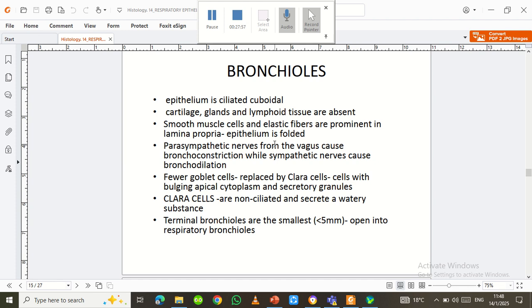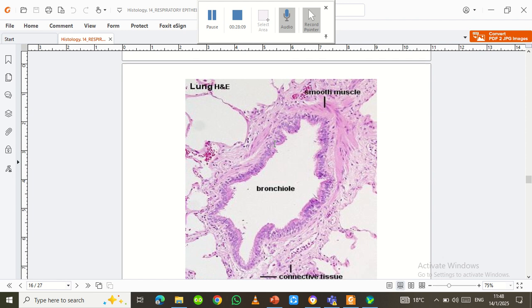The terminal bronchi are going to be less than 5 millimeters, and then they open into respiratory bronchi, which would be less than 1 millimeter, right? So you can now see in the bronchiole, there is no hyaline cartilage. It has abundant smooth muscle, abundant elastic, abundant reticular fibers, but absence of hyaline cartilage. You understand? And you now have cuboidal ciliated epithelium.